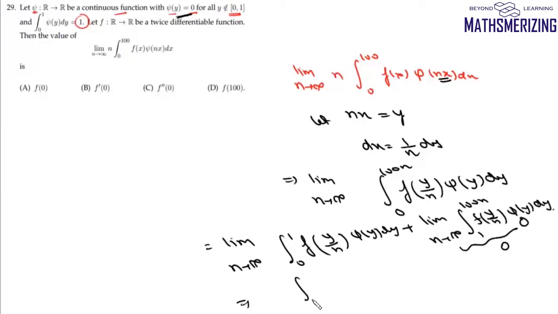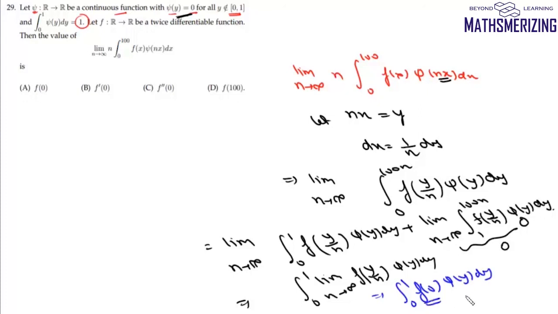Now we can write this limit as the integral from 0 to 1 of the limit as n tends to infinity of f(y/n) psi(y) dy. Now when n tends to infinity, 1/n is 0. So it will be simply the integral from 0 to 1 of f(0) psi(y) dy. We can take this f(0) out, and then what is the integral of psi(y) dy? It is nothing but 1. So the answer to this limit is f(0), and that's your option number A.